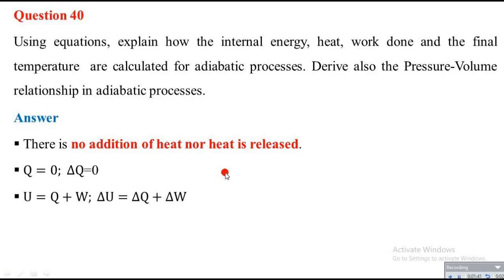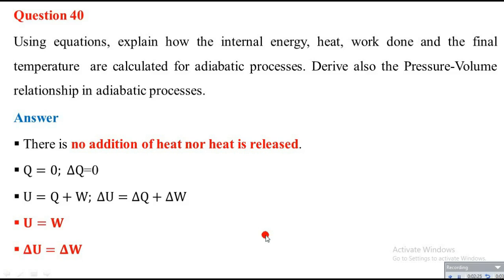Again, remember, we have the equation in which the internal energy is equal to Q plus W. This is the heat plus the work done, or the change in internal energy is equal to the change in the heat plus the change in the work done. We know for an adiabatic process, Q, or delta Q, is 0. If we replace delta Q by 0, we get that the change in internal energy is equal to the change in the work done for an adiabatic process.